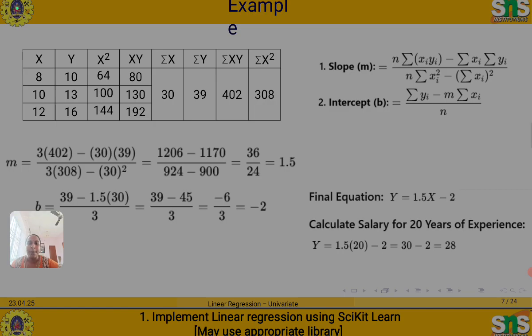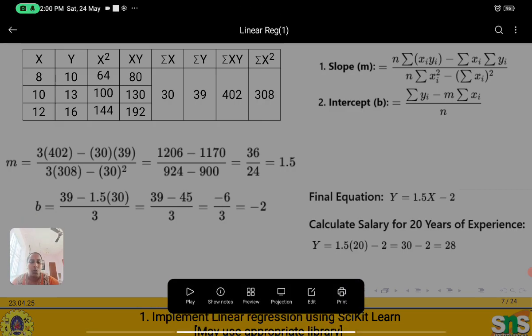So we have to find the slope and intercept by using this formula: slope m equals n into summation xi yi minus summation xi into summation yi, divided by n into summation xi square minus summation xi whole square. And the intercept b is equal to summation yi minus m into summation xi, divided by n. So the final equation is y equals 1.5x minus 2. So this is the slope equation formula.